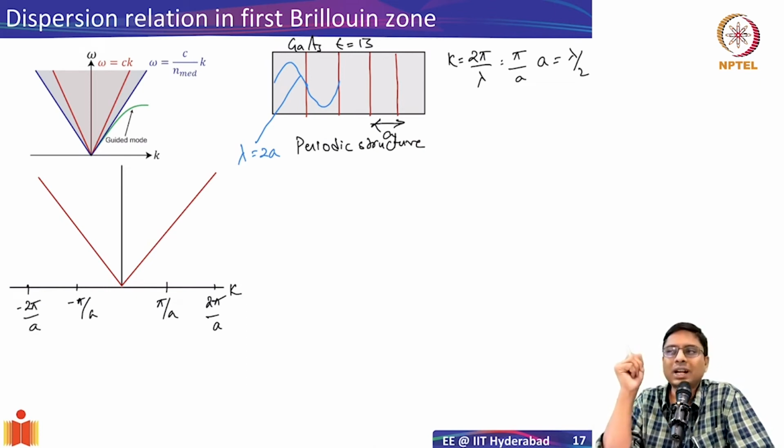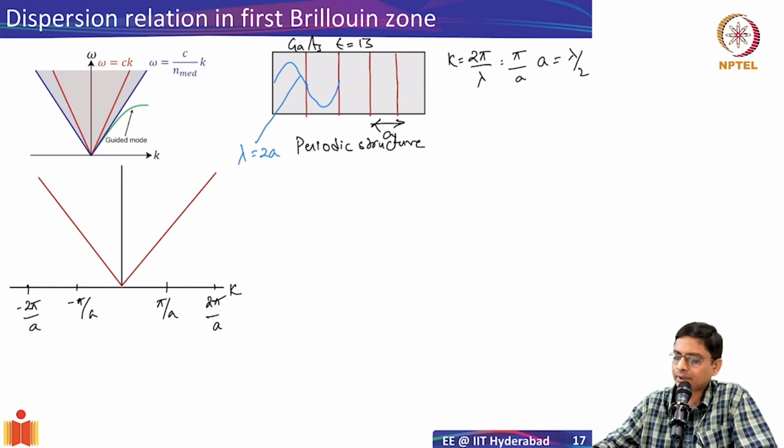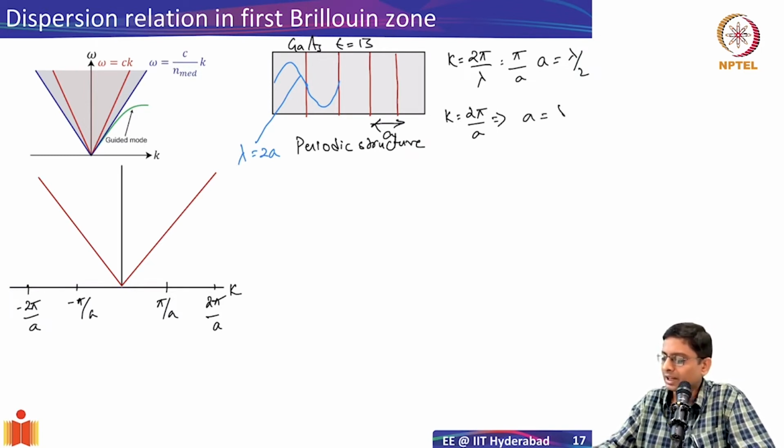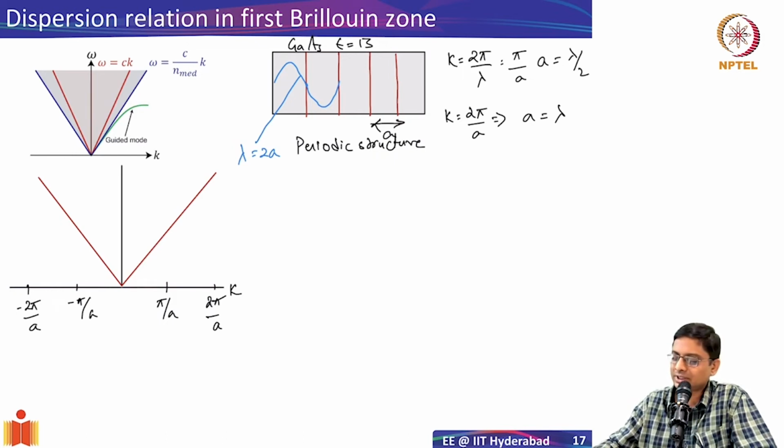Okay. What happens when my k is 2 pi by a? So k is equal to 2 pi by a. That implies, in this case, a is going to turn out to be lambda. So essentially the periodicity is equal to the wavelength. Okay. So such a wave could be something of this form. The whole period is basically confined to one particular unit cell.